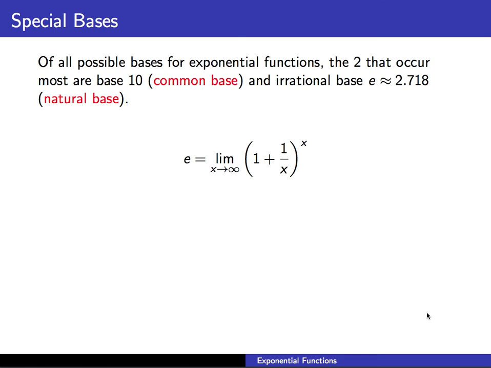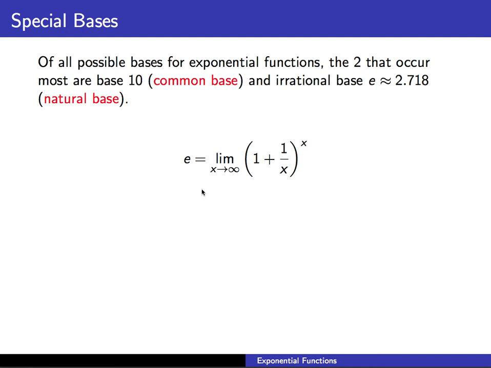We do have some special bases for our exponential functions. The two that will occur the most are base 10, so like 10 to the x power. It's called the common base. And an irrational base, e, which is approximately 2.718, but this is just an approximation here. It's called the natural base.